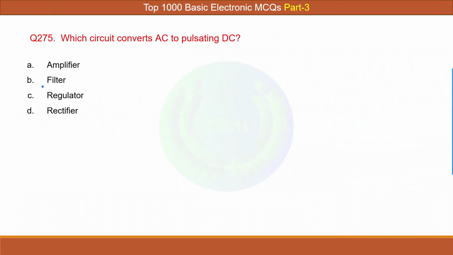Next question, question number 275. Which circuit converts AC to pulsating DC? Option A amplifier, option B filter, option C regulator, option D rectifier. The answer is option D rectifier.